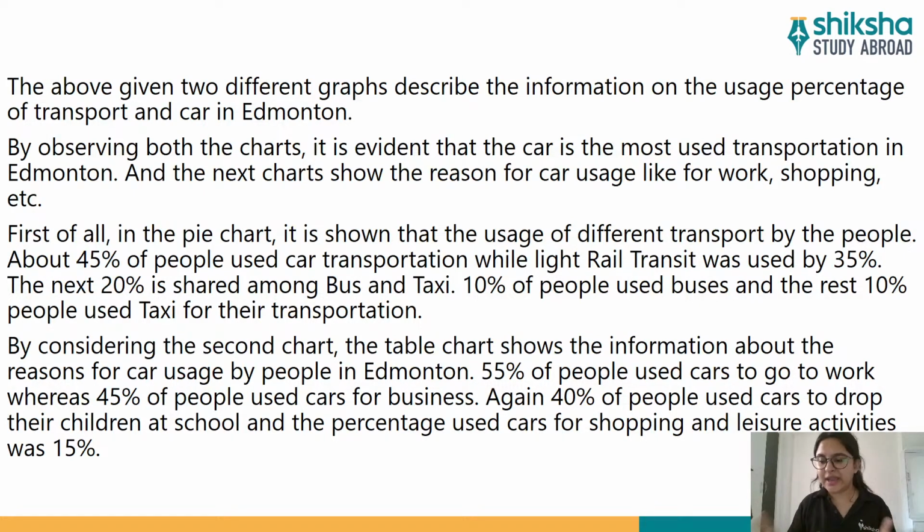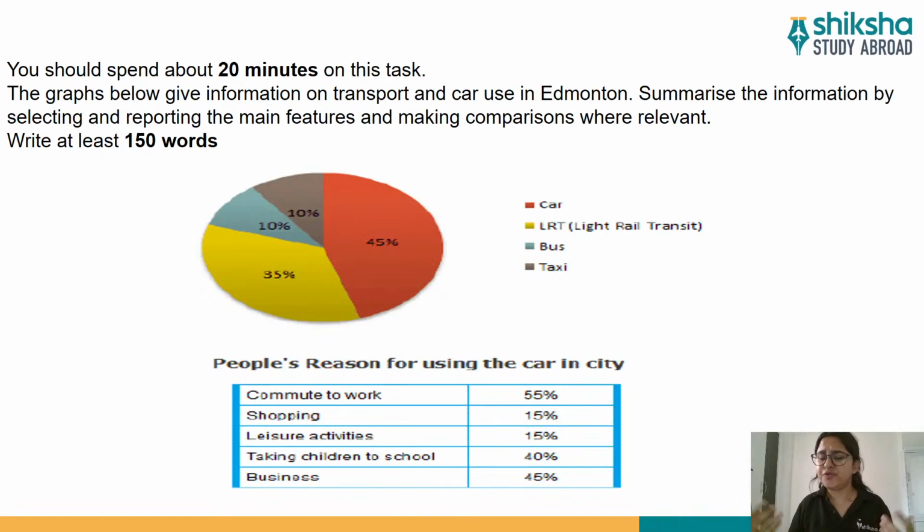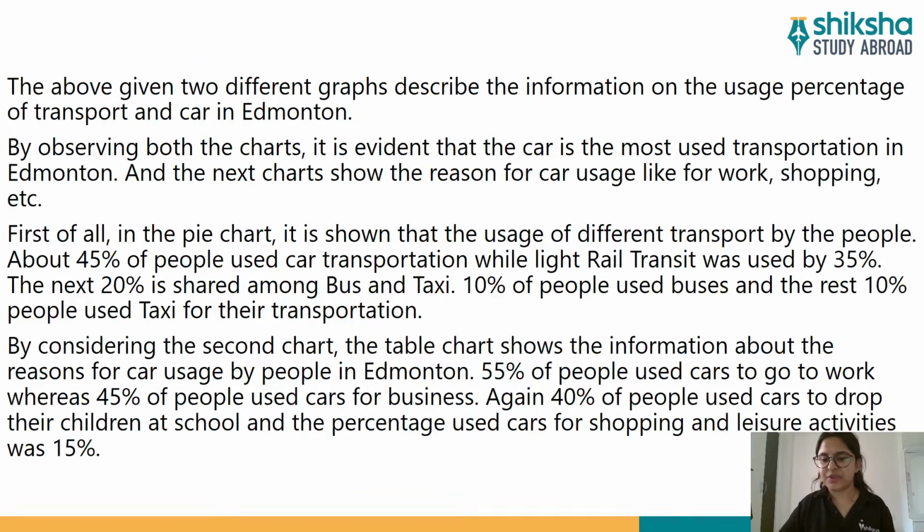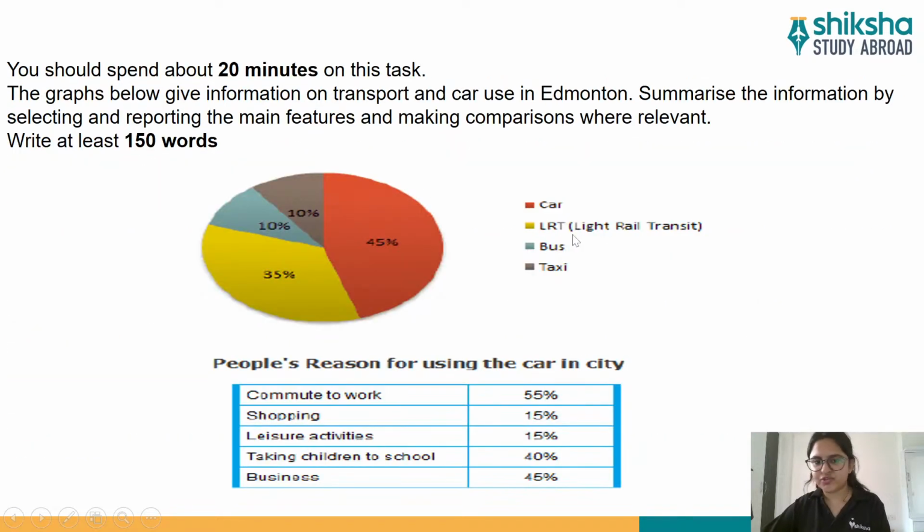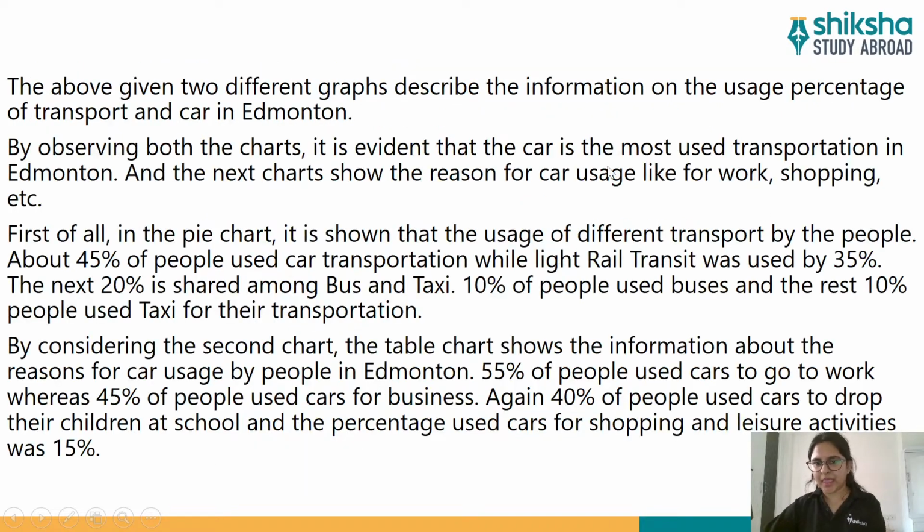There is no need to always highlight the important features, though that is equally crucial. But again, as I said, if you do not know exactly what to write in the overview, you can also mention the stages. For example, like they have mentioned that the first chart shows it is evident that the car is the most used transportation. Look, the car has the maximum usage in terms of vehicles, 45%. And the second striking feature which they have given is that the next chart shows the reasons for car usage.